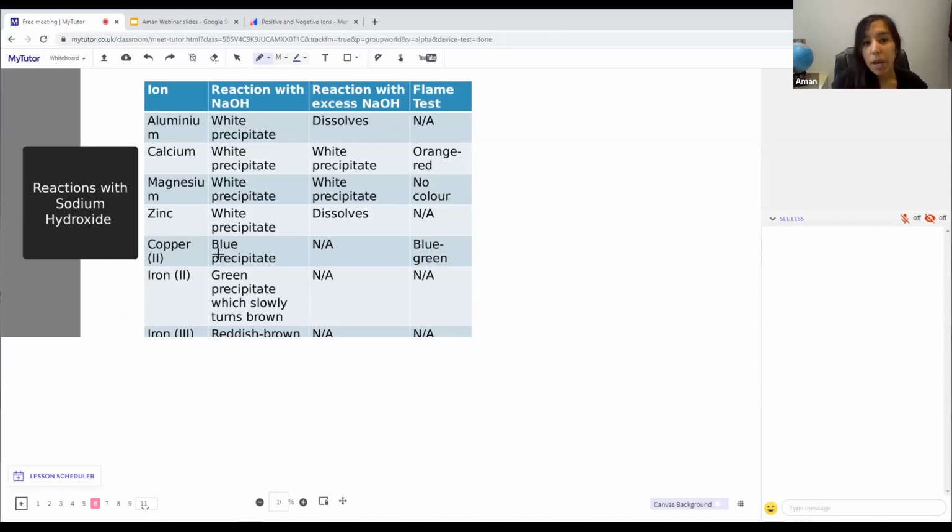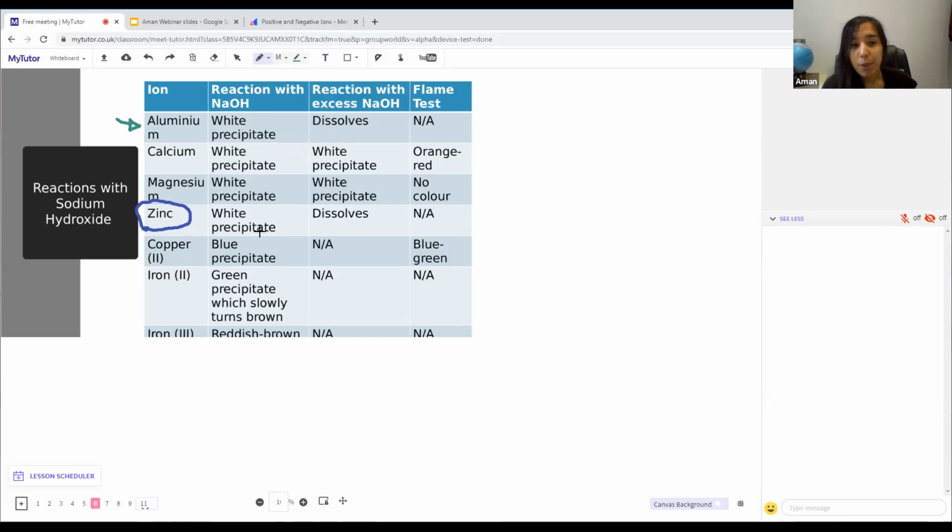So for AQA and Edexcel, you do not need to know about zinc. For OCR, you do not need to know about aluminium. So if you're doing the OCR exam board, you do not need to know about aluminium. If you're doing the AQA or Edexcel exam board, you do not need to know about zinc. Okay, so that's the first difference between the exam boards, and then all of the rest is exactly the same.